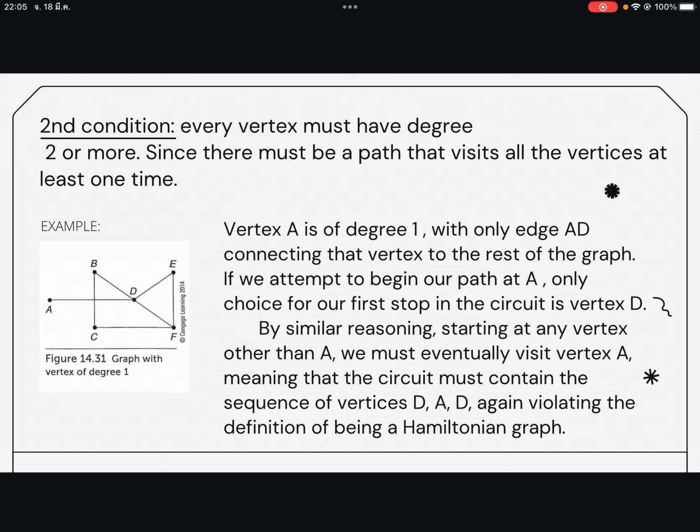In figure 14.31, vertex A is of degree 1, with only edge AD connecting that vertex to the rest of the graph. If we attempt to begin our path at A, the only choice for our first stop in the circuit is vertex D. By similar reasoning, starting at any vertex other than A, we must eventually visit vertex A, meaning that the circuit must contain the sequence of vertices D, A, D, again violating the definition of being a Hamiltonian graph.